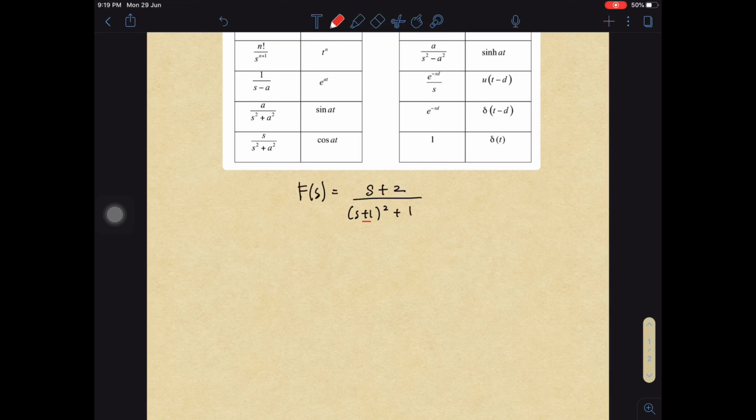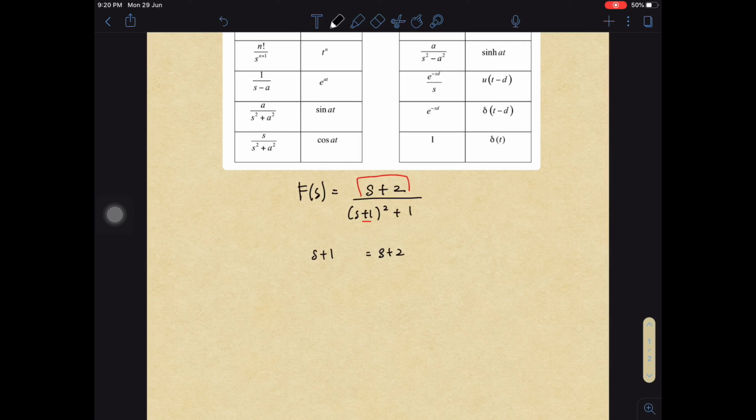but you need to use the first shift theorem. Okay, to use the first shift theorem, you need to make sure that every s has the same constant, but the one in the numerator here is s plus 2, so you need to rewrite this one so that it will be s plus 1. Okay, so how to rewrite this one? What you want is s plus 1. Okay, but what you have is s plus 2.